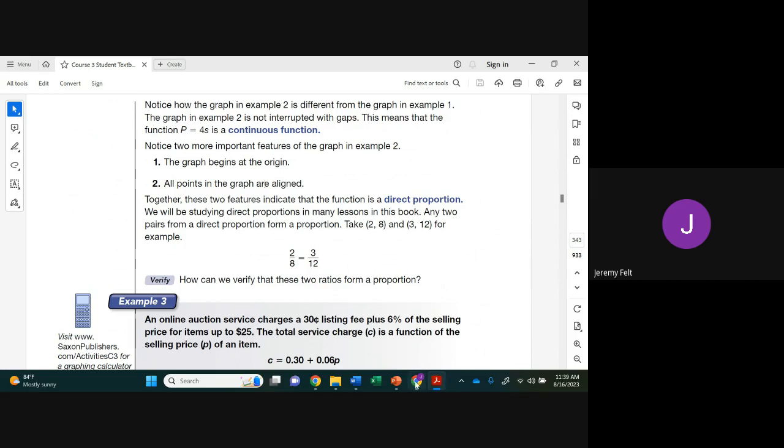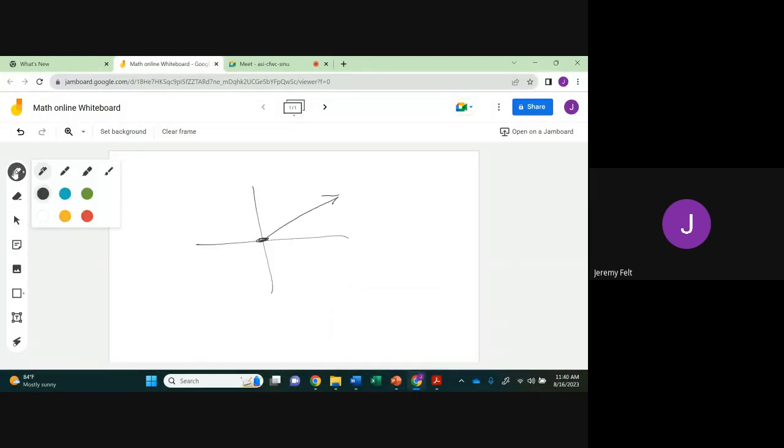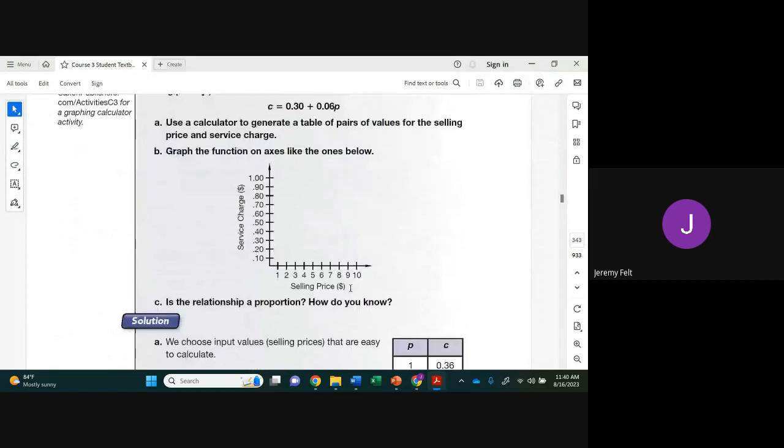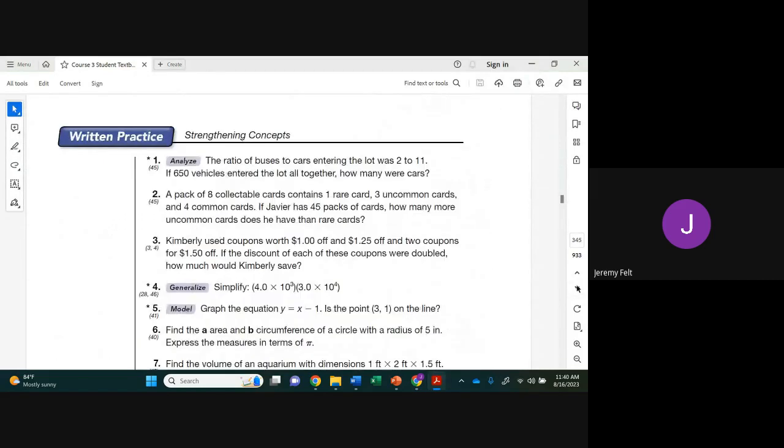So if we looked at a graph, okay, here's our origin. If we have a line coming out of there, this would be directly proportional. If we had something like this, even though it's linear and it looks the same, it's not going through the origin, so this one would not be directly proportional. Still a function, still a line, but it's not directly proportional. Okay, and then we will look at these practice set problems together.